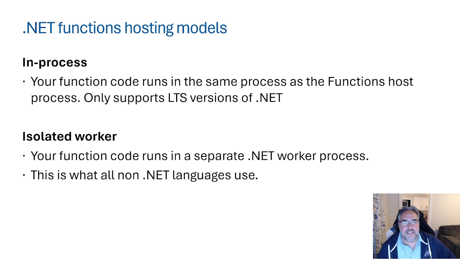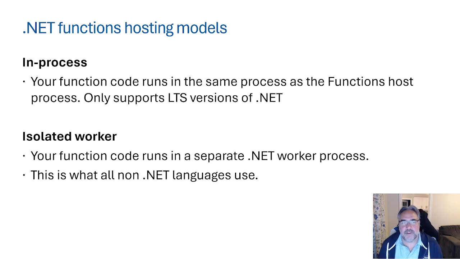So in Azure Functions, you have 2 hosting models. You basically have the in-process model. This is the hosting model that Azure Functions started with. Your code basically runs inside the same process as the function host. It only supports the LTS versions of .NET, so the long-term servicing branch. So think .NET 6, .NET 8, and before 6, I guess, was 3.1. So all the long-term servicing.